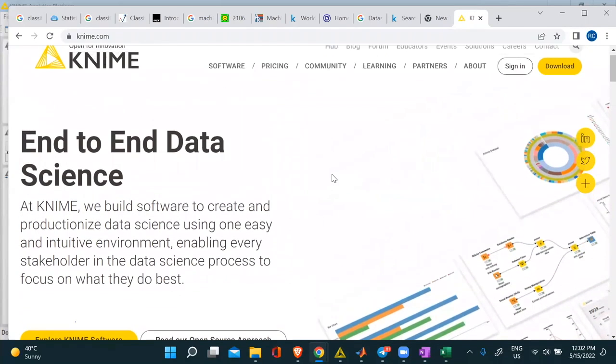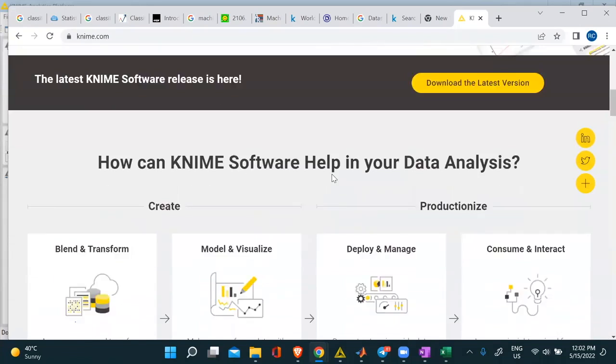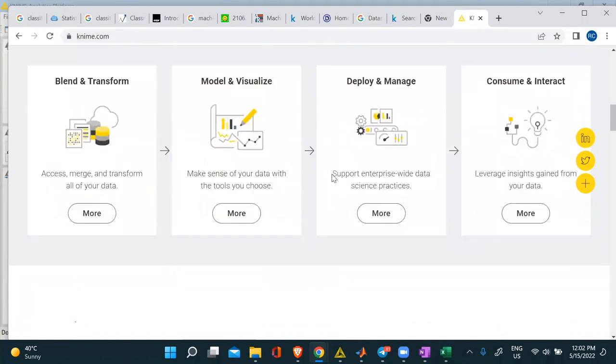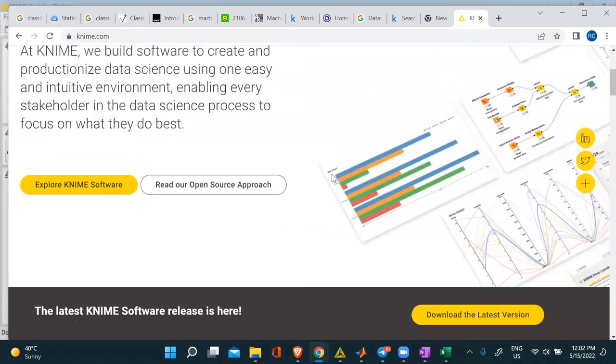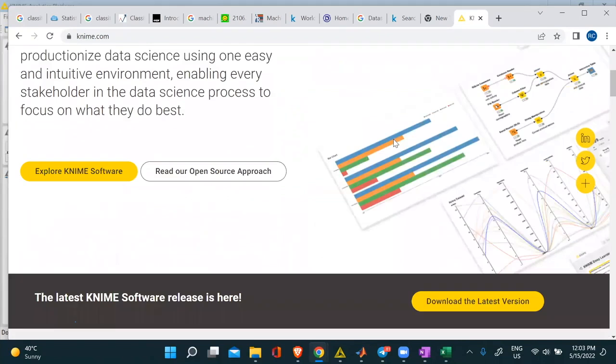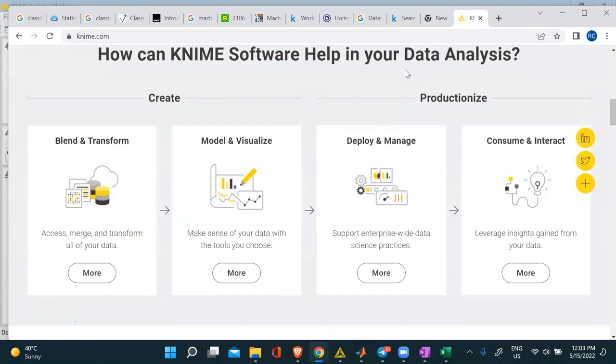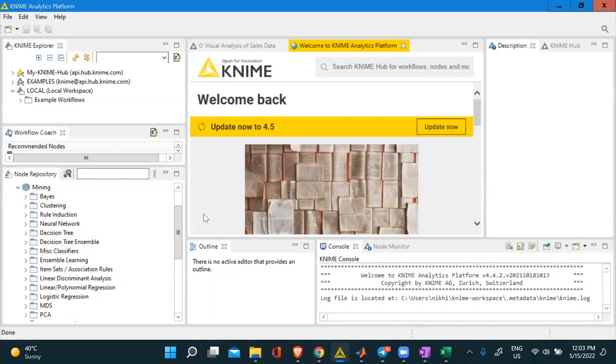So it has almost all the features. I will upload the recorded session on the portal so that you can see about Nime if you want to start with it. And it is free. You can download it, and you don't have to code anything.